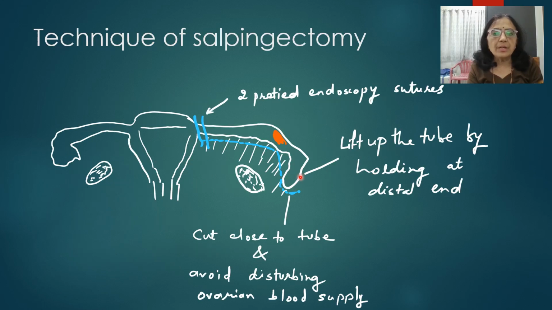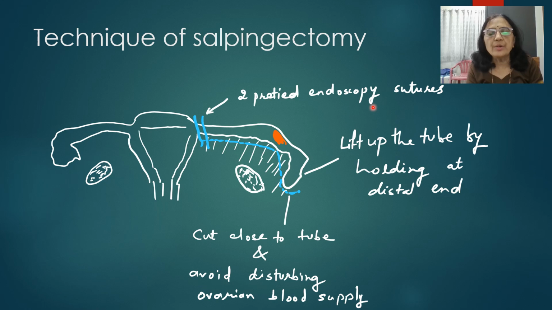In the technique of salpingectomy, again we have to lift up the distal end of the fallopian tube by holding it with a forceps and move it away from the ovary, so that when we are using bipolar cautery to detach the tube, the incision should be as near the fallopian tube as possible, and care should be taken that there is no disturbance to the ovarian blood supply. That's why we have to lift the tube up, and then give the incision as close to the fallopian tube as possible.